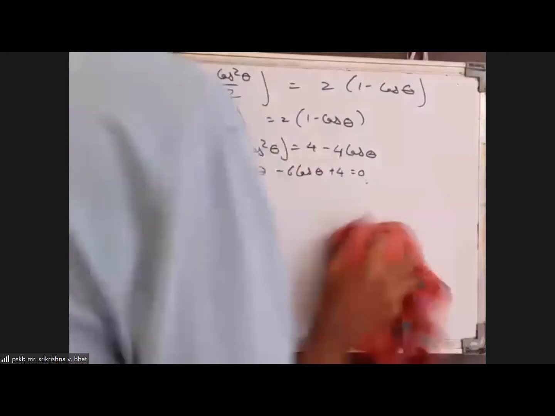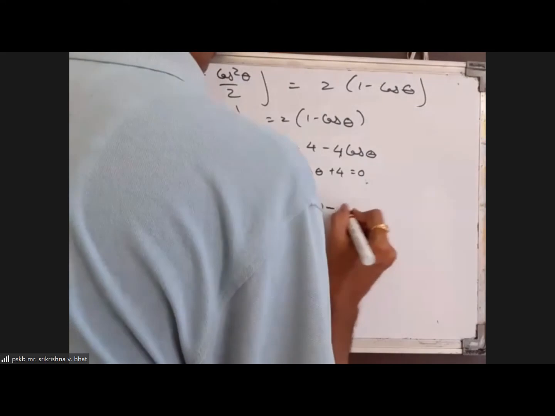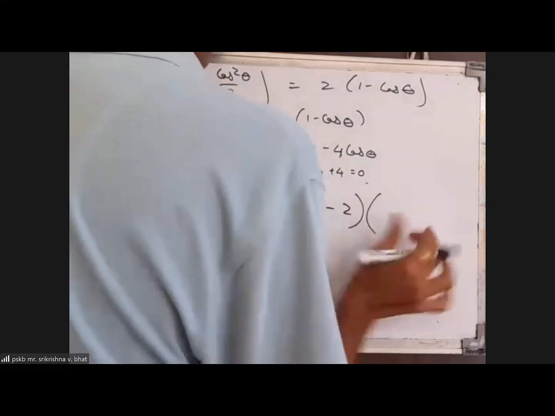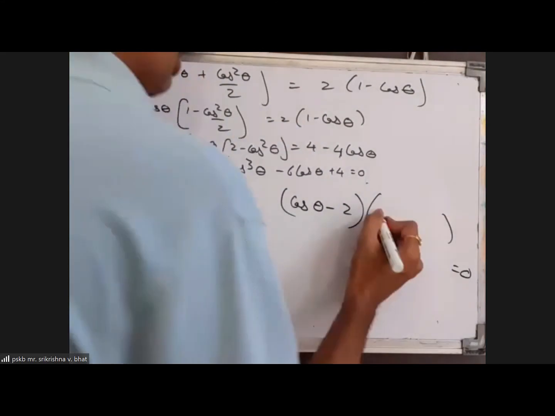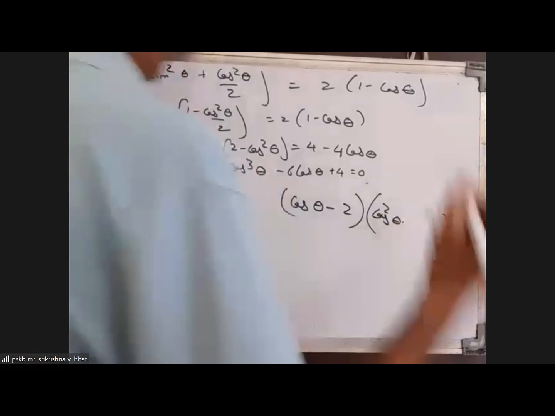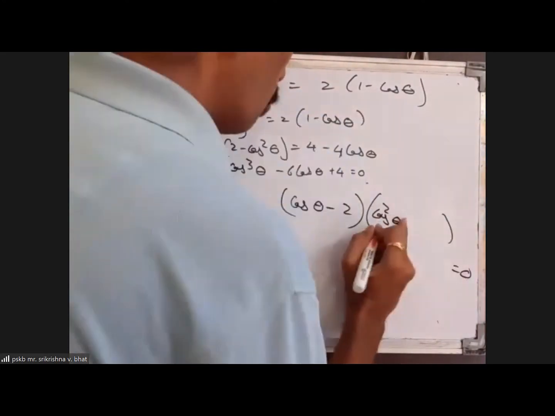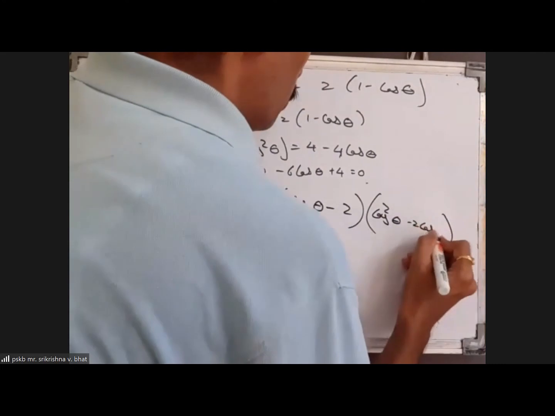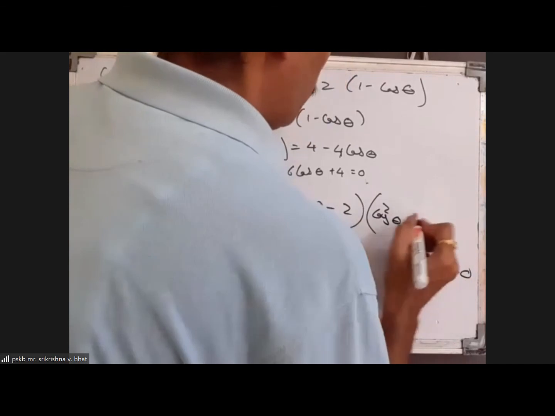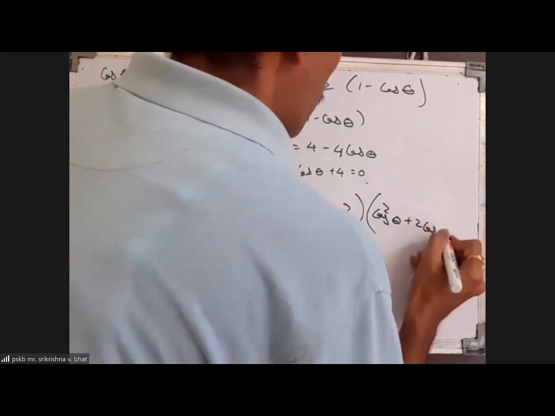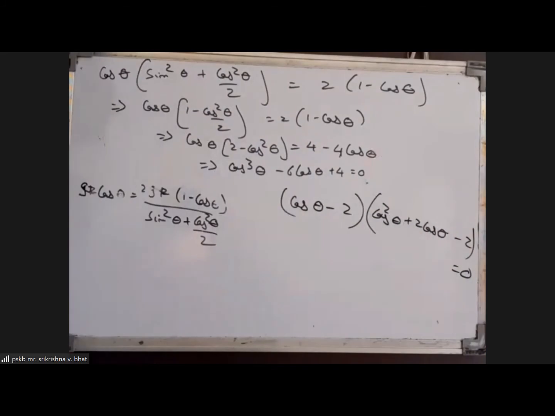So then we will be able to write it as, you can just consider it as (cos theta minus 2), because cos theta equal to 2 is one of the roots, so you can write it as (cos theta minus 2) into some quadratic expression in cos theta equal to 0. Now that quadratic expression in cos theta will be cos square theta, plus 2 cos theta, minus 2. So this is the other quadratic expression we are getting.